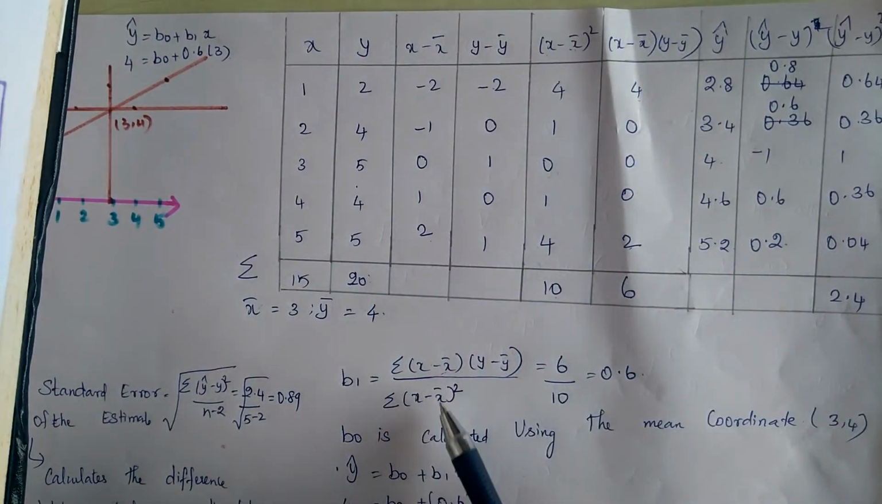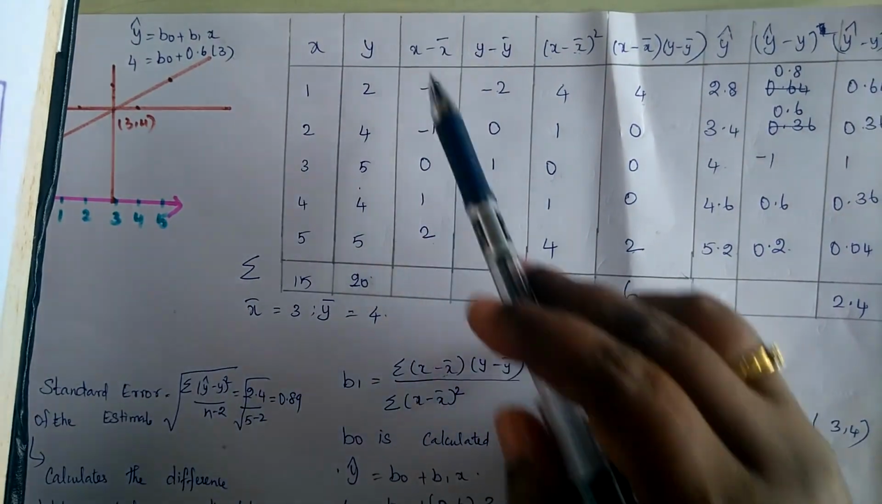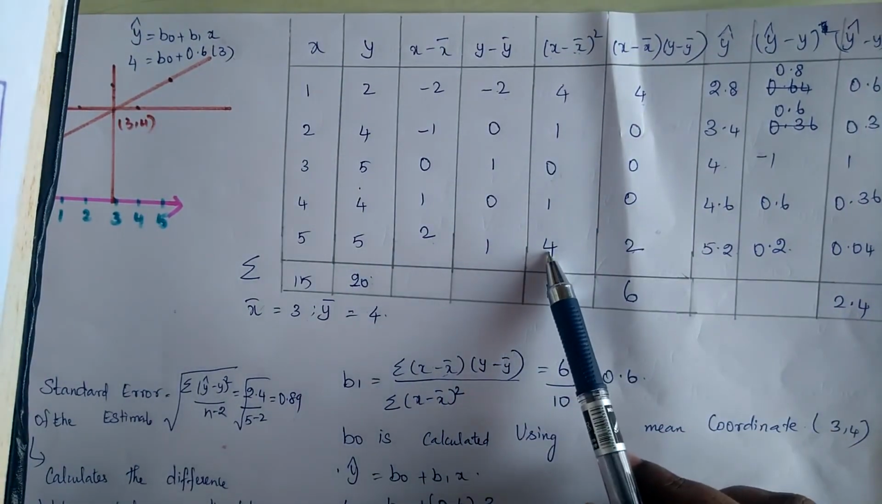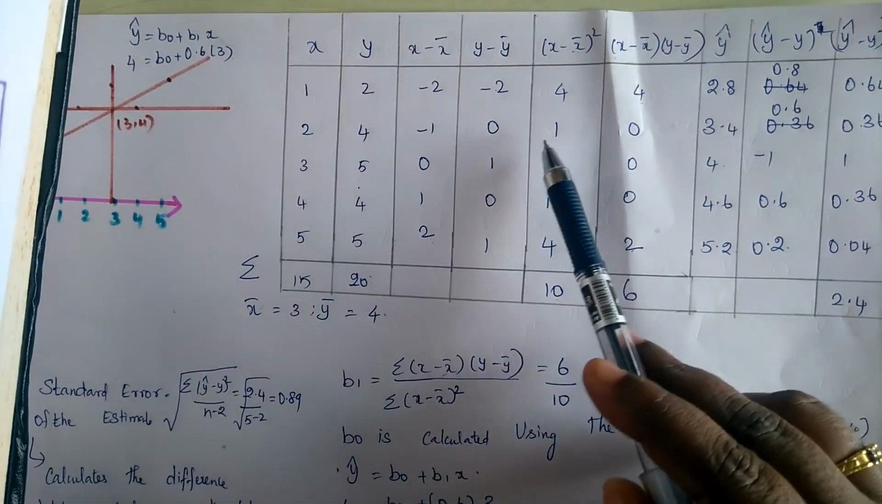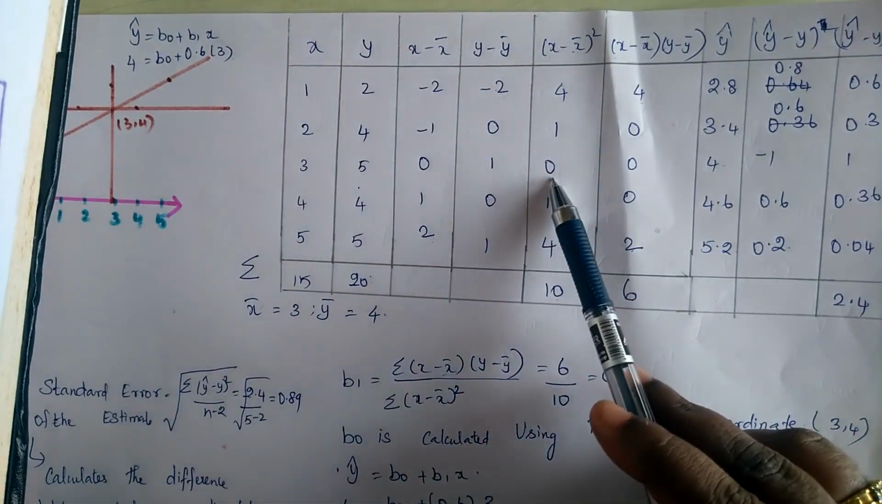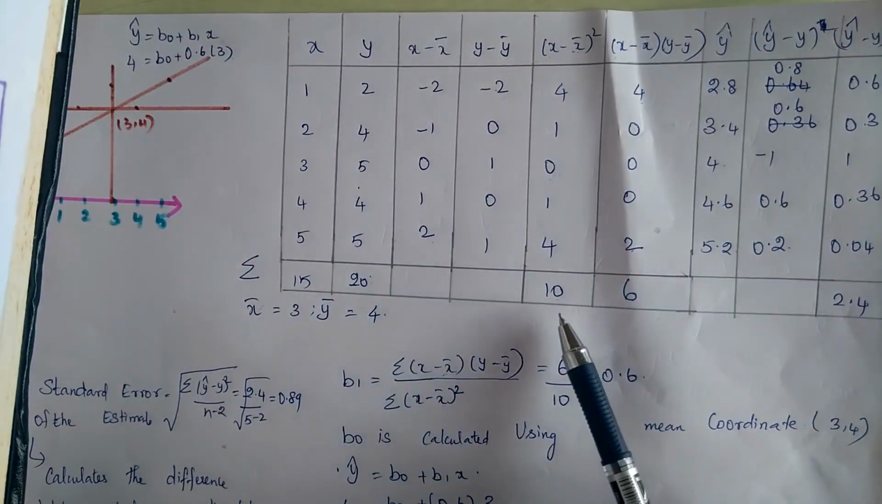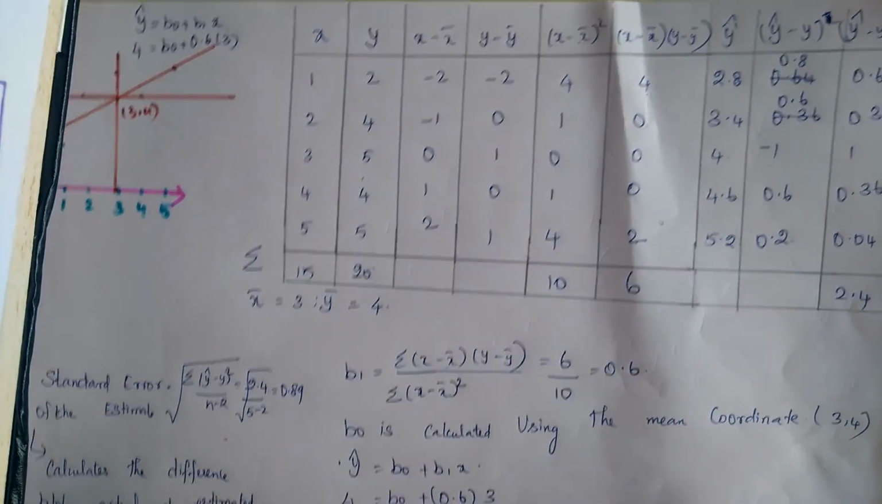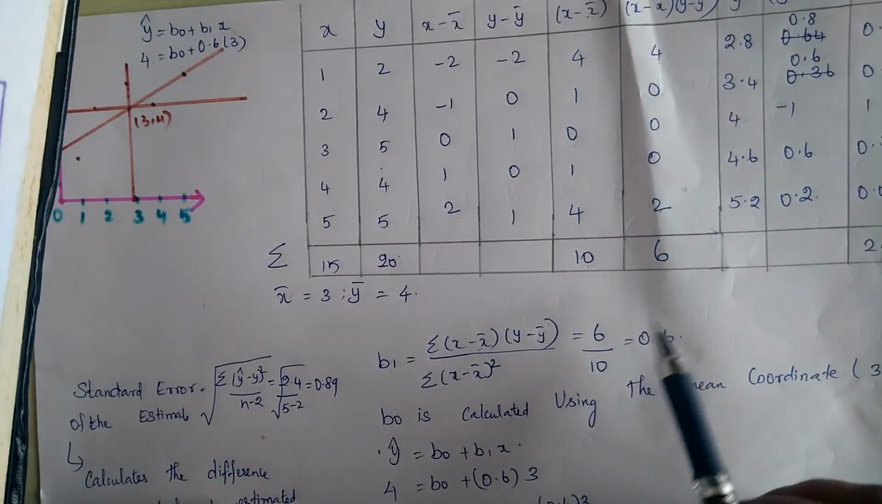Similarly, for the denominator, we need to find the x minus x bar the whole square and find the summation. So we have x minus x bar in this column. We need to square them up, and we have found that here. So minus 2 square is 4, and minus 1 square is 1, 0 square is 0, 1 square is 1, and 2 square is 4. So we found the sum to be 10. So now we have found the slope. So slope seems to be 0.6. 6 divided by 10, that is 0.6.